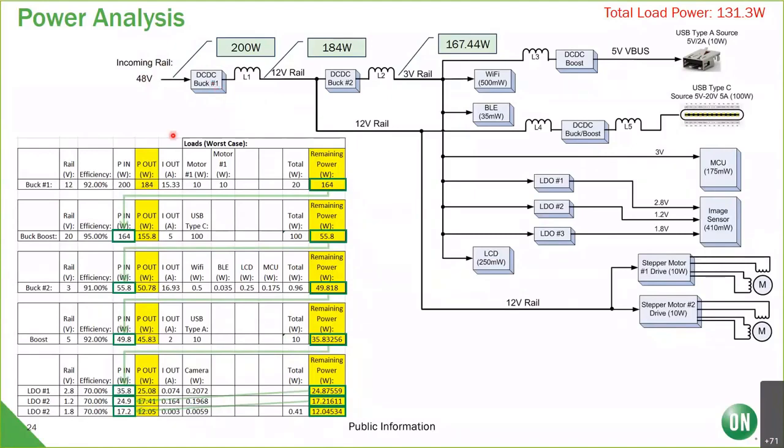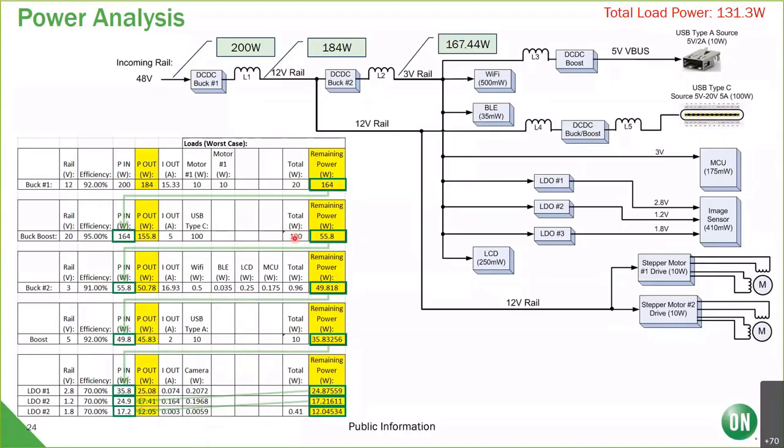So the first buck, I've got a 92% efficiency that wants to do a 12-volt rail. So right away, with 200 watts coming in, I'm down to 184 watts just based on the 92% efficiency. If I look at my 2 motor drive loads, if I factor those in, now I'm down to 164 watts. I bring that over into my next branch, which is my buck boost, which is this guy here going to the Type C. That's going to want 100 watts, worst case.